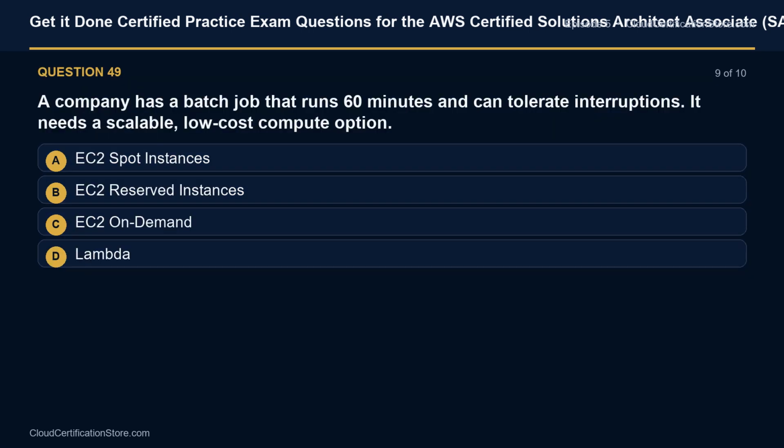Question 49. A company has a batch job that runs 60 minutes and can tolerate interruptions. It needs a scalable, low-cost compute option. Option A, EC2 spot instances. Option B, EC2 reserved instances. Option C, EC2 on demand. Option D, Lambda.